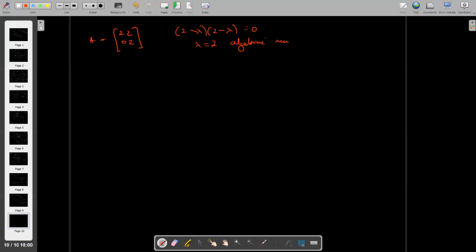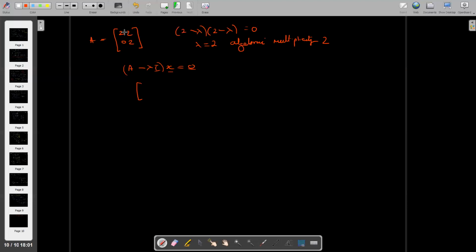Okay. So how's this changed? How's this any different from the last one? Well, again, now we've got to form our (A minus lambda I) times the vector x equals the zero vector.